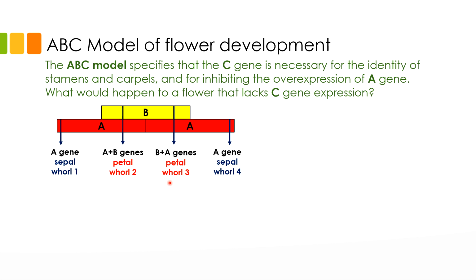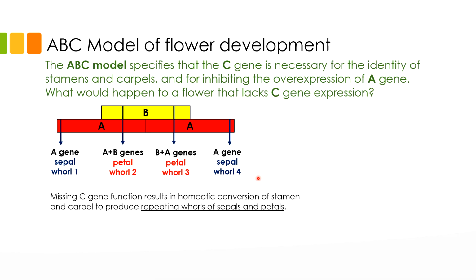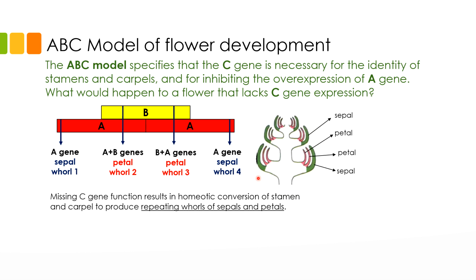Now the third whorl is controlled by the combined expression of B and C genes. But because the absence of the C gene allowed the expansion of the A gene, we get another combination of A and B, which provides another whorl of petals. And then for the last whorl, we again get the expression of the A gene, which will provide a whorl of sepals. With the missing C gene function, we get homeotic conversion of stamens to petals and carpel to sepal. So we end up with a flower composed of repeating whorls of sepals and petals, which might look like this.